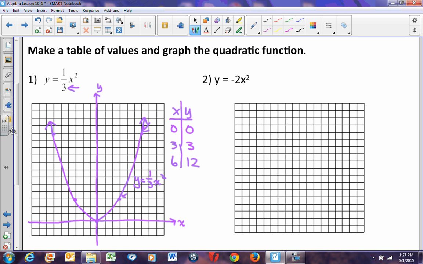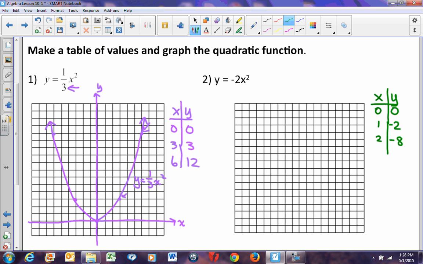Let's take a look at y = -2x². Let me graph this one in green. Make my little x and y table over here. Since I do not have any fractions, I can choose whatever numbers I want. So I think I'll use 0, 1, 2, maybe 3. If x is 0, y is 0. If x is 1, 1 squared is 1 times -2 is -2. If x is 2, 2 squared is 4, and 4 times -2 is -8. That's probably enough points to be able to get a decent graph here.